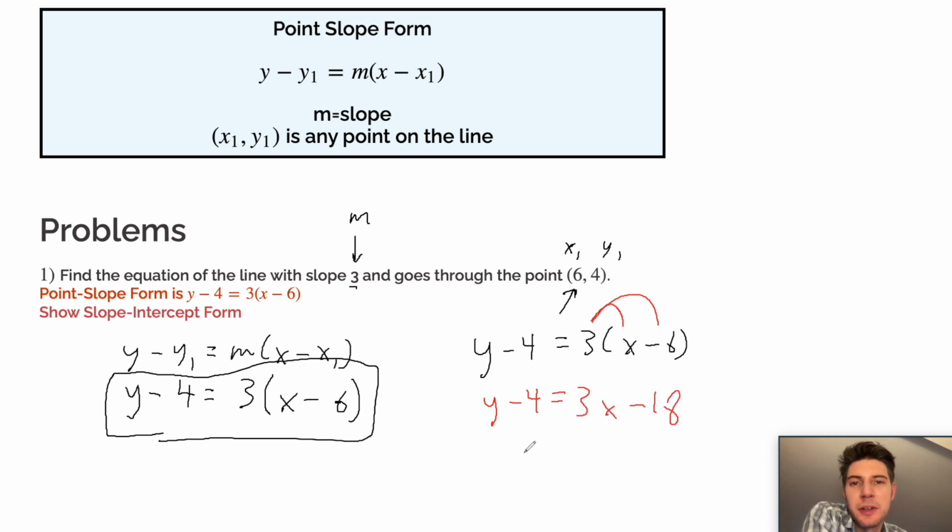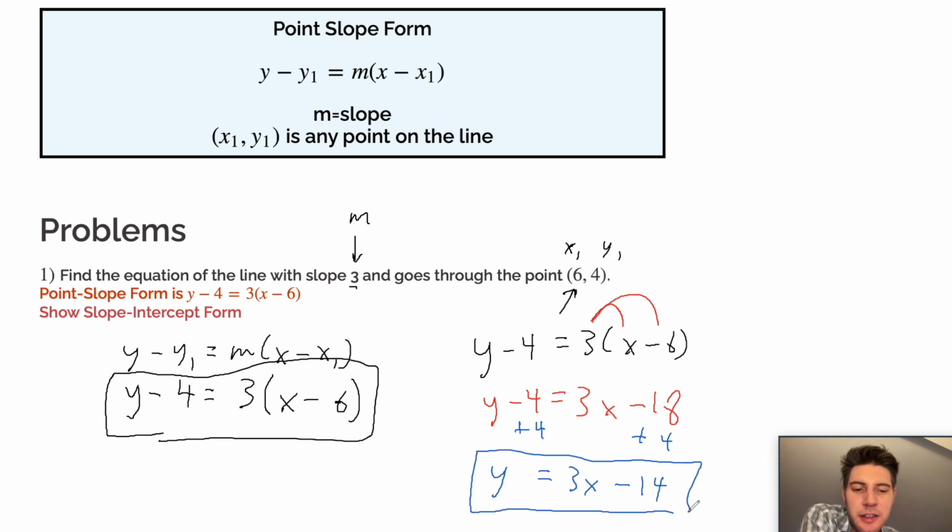And now for our last step, to get y by itself, we want to bring the 4 over. So I'll add 4 to both sides. And that gives us y equals 3x minus 14, because negative 18 plus 4 is negative 14. This is the answer in slope-intercept form, and we can check that answer, y equals 3x minus 14. And that's it. So this is how to do point slope form.